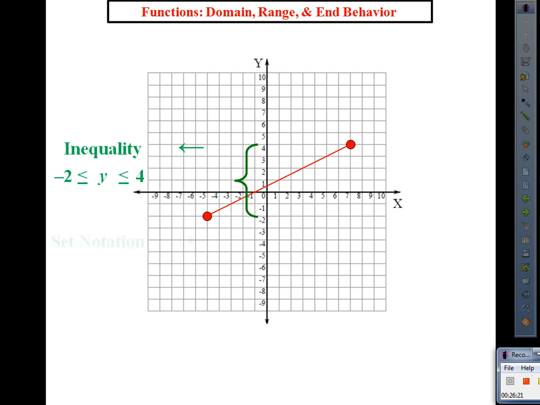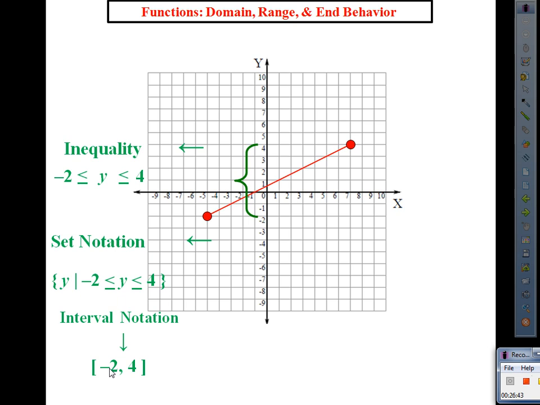All right, set notation, you should have written: the set of all y such that -2 less than or equal to y less than or equal to 4. Hands if you got that. Okay, good. Interval notation, what are my dividing points? -2 and 4, are they included? So that means we're going to use what? Brackets, that is correct. Bracket -2, comma, 4. Hands if you got that.